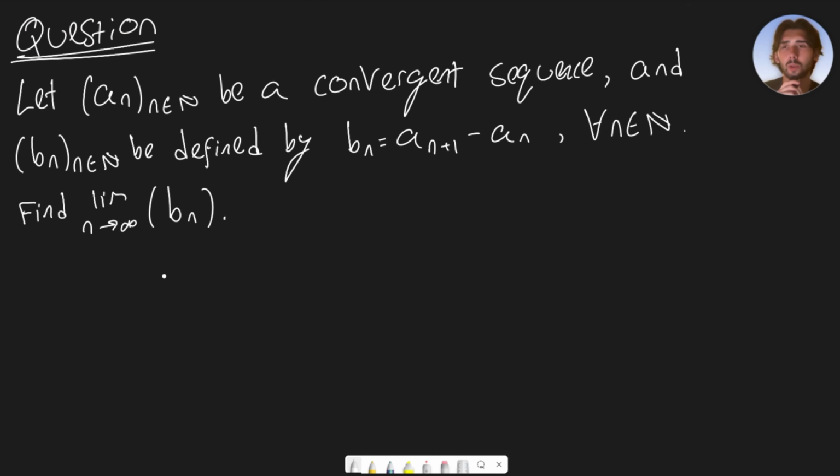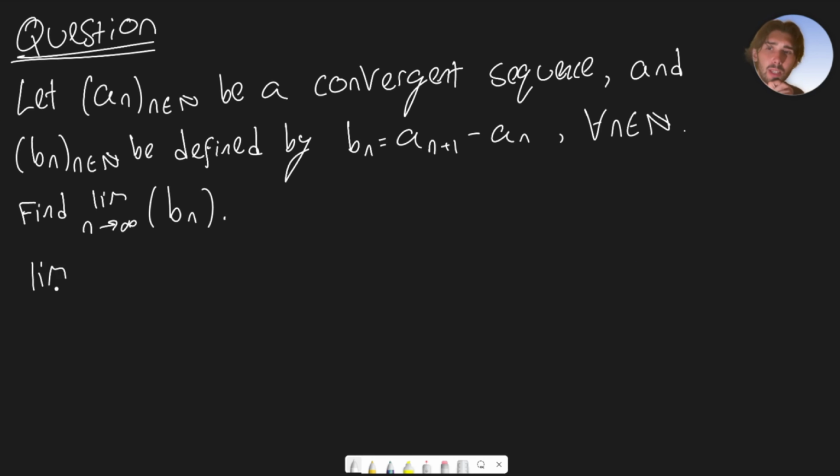Okay guys, so here's a question. Let a_n be a convergent sequence and b_n be a sequence defined by b_n equals a_(n+1) minus a_n for all n in the natural numbers. The question is to find the limit as n approaches infinity of b_n. Now this is a very straightforward application of what we've just done.